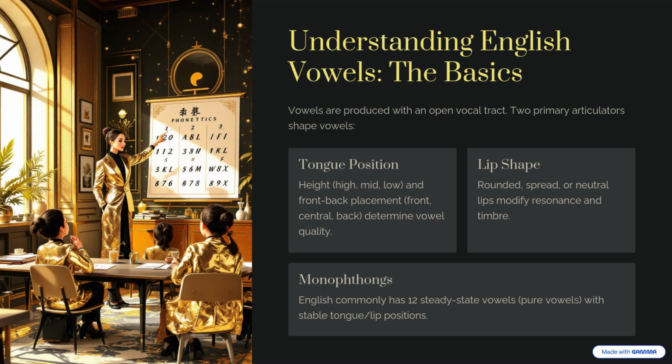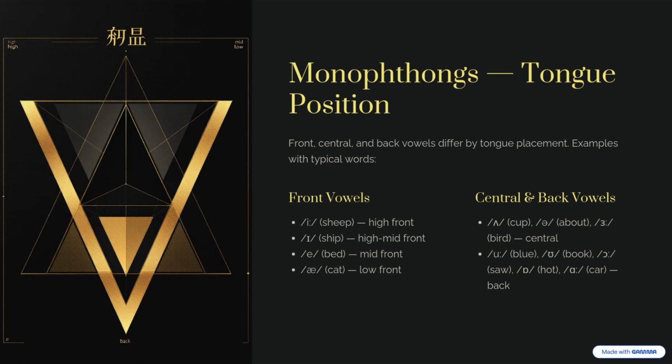English vowels that maintain a single, steady sound are called monophthongs or pure vowels. English typically has around 12 monophthongs. Now let us look at how tongue position affects vowel sounds. First, we have front vowels, where the tongue is positioned near the front of the mouth.